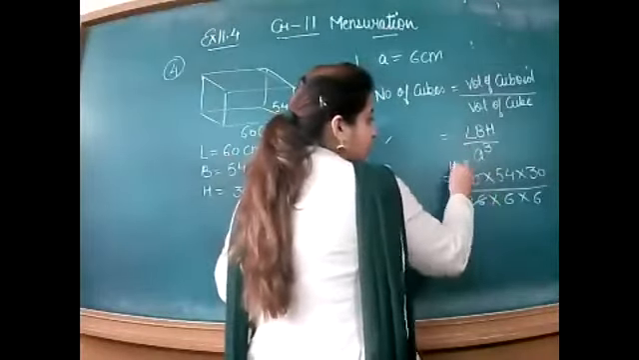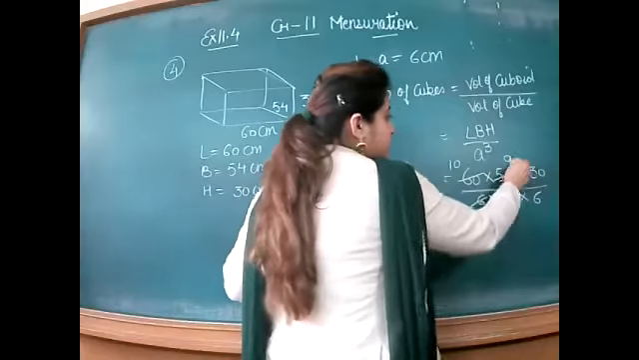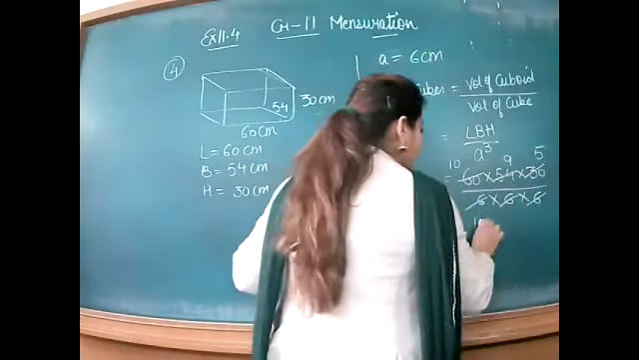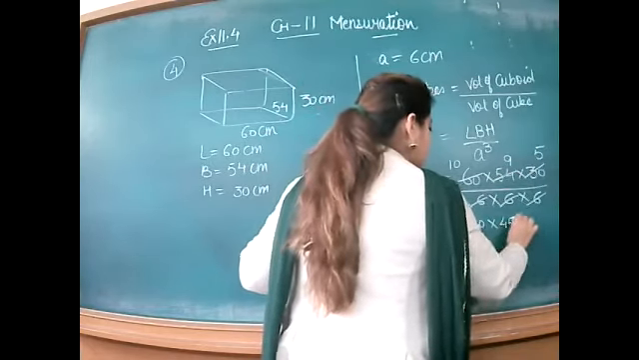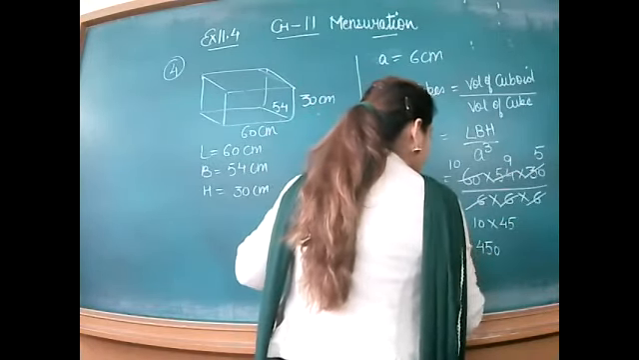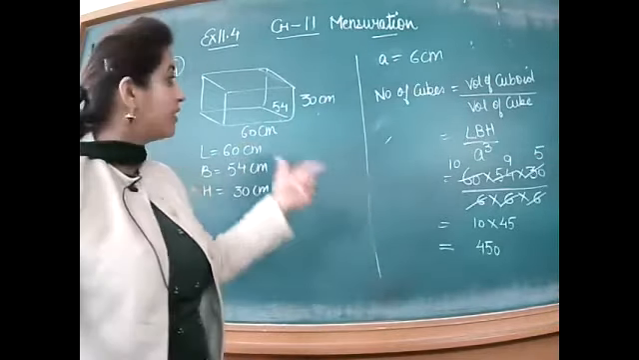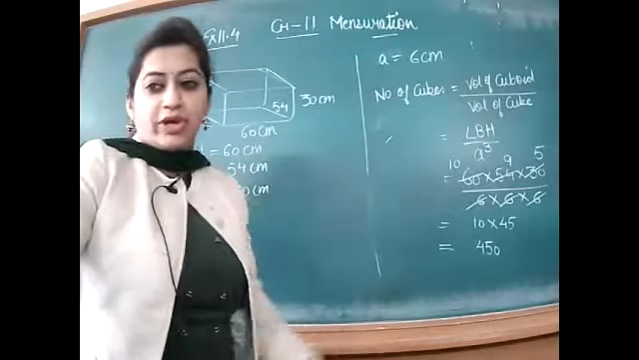That will give you 10. You will cancel out this 9. That will give you 5. 9 5s are 45. Answer will give you 450. So that means 450 cubes of side 6 centimeter can be placed in this cuboid.